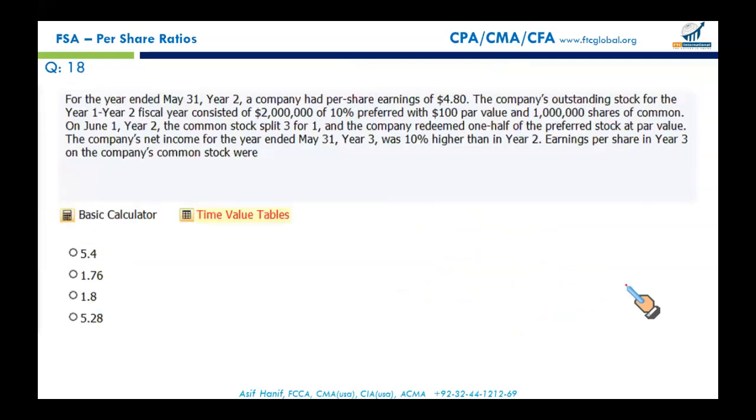This is a much longer question requiring you to do a lot of computation. Let's do this. For the year ended May 31st, year 2, a company had earnings per share of 4.8. The company's outstanding stock for year 1 and year 2 consisted of 2 million of 10% preferred stock with 100 par value and 1 million shares of common stock.